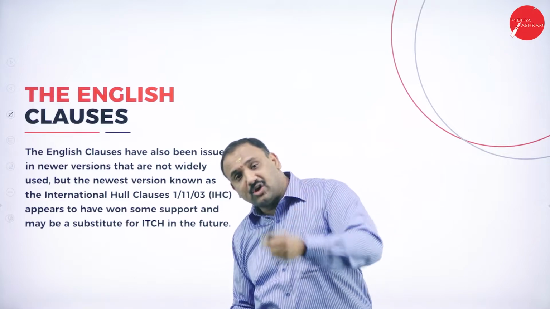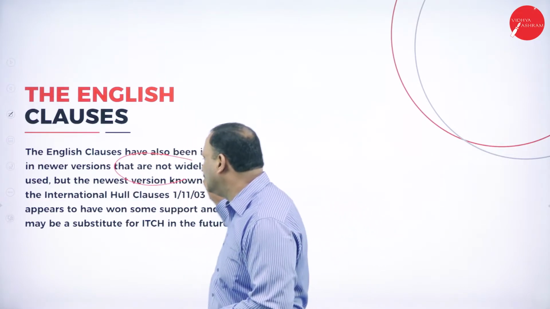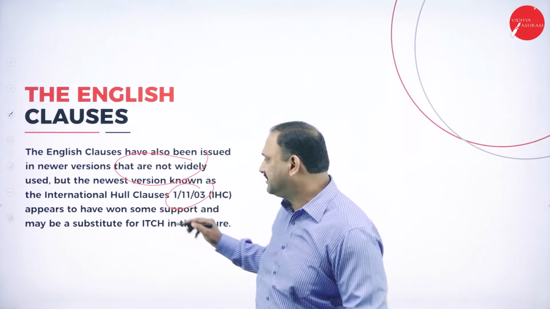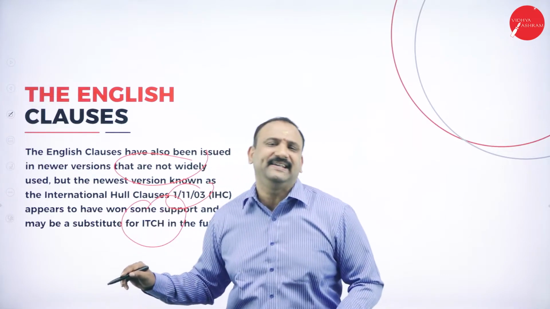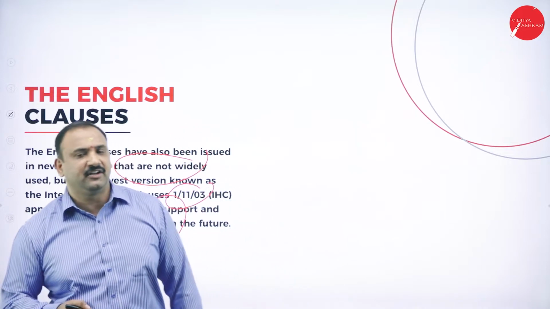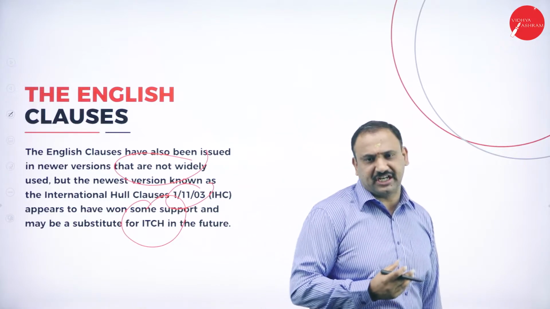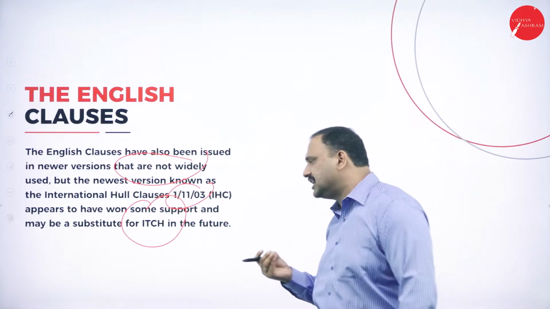The English clauses have been issued in newer versions that are not widely used, but the newest version, known as the Hull Clause, which came in 2003, appears to have some support and may be a substitute for the ITC Hulls, which is one form in the future. Now, why is this factor coming into the picture? When you look into the shipping business itself, this is a very, very new form of emerging business.